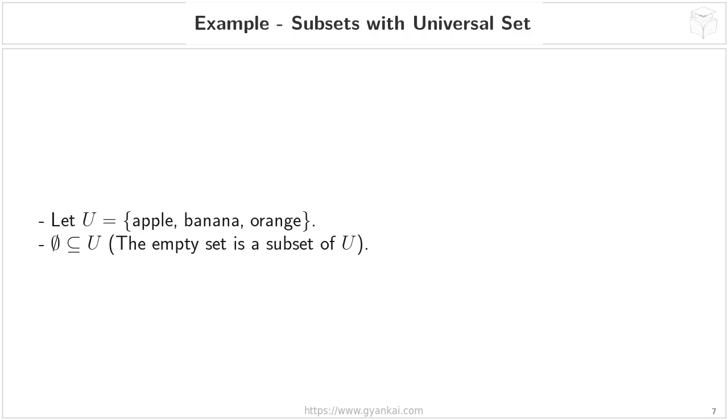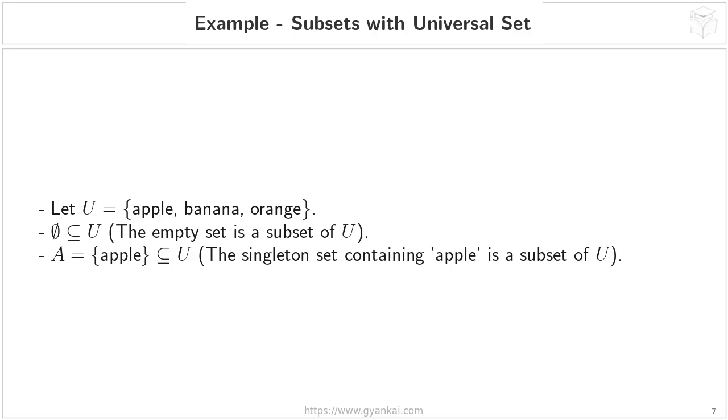It's a bit of a quirky rule, but it's important to remember. Next, we define a set A, which contains only the element apple. So, A equals the set containing apple. Because apple is an element of our universal set U, we can say that it is a subset of U. We write this as A is a subset of U. This perfectly illustrates the definition. Every element in A is also found within U.